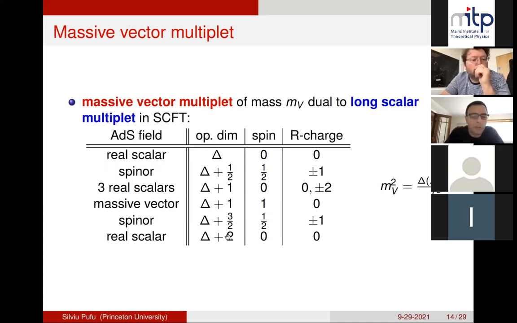And then some other spinor operators and some scalar operator of dimension delta plus 2. The mass of the vector is related to this delta. So these are the kinds of multiplets that I wanted to consider just for purposes of doing tests.